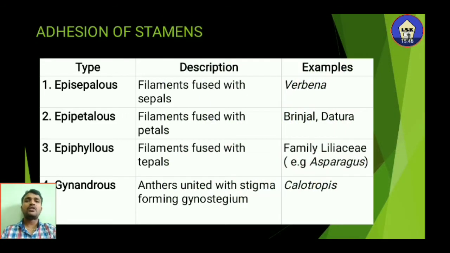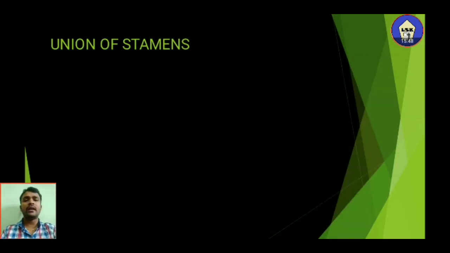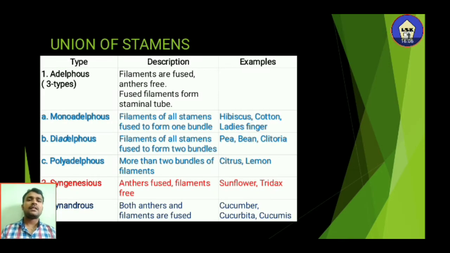Right, now let us move to the next one, union of stamens. The previous one was the adhesion of stamens. Now union means the fusion of the stamens themselves, either parts of the stamens or the entire stamen, depending on the case. Based on that, we can classify the union of stamens into different types. Let us see them one by one.